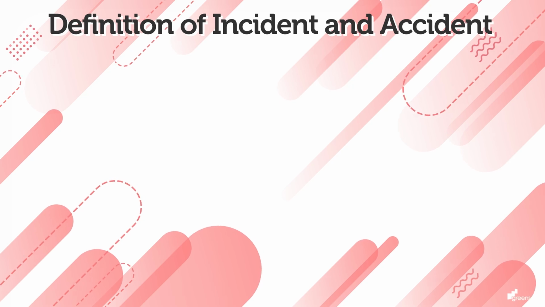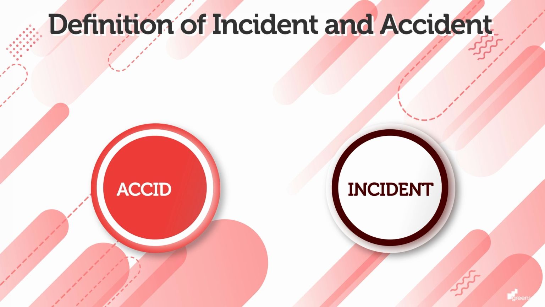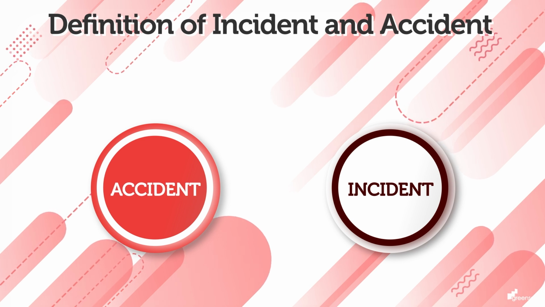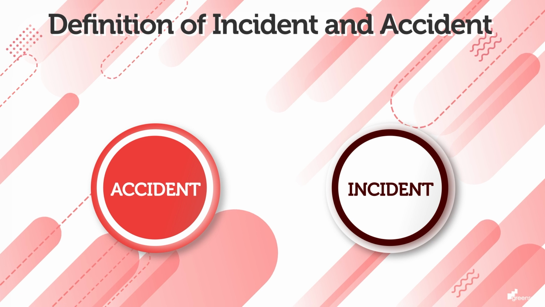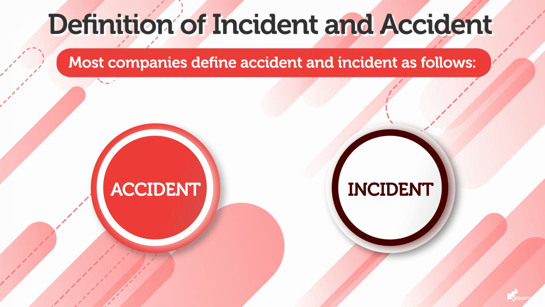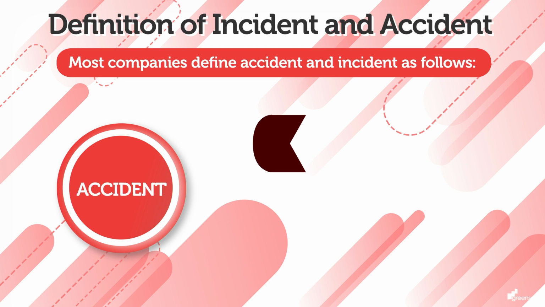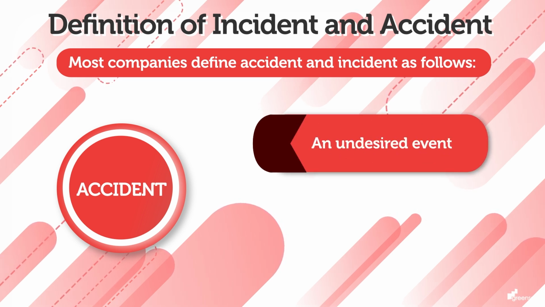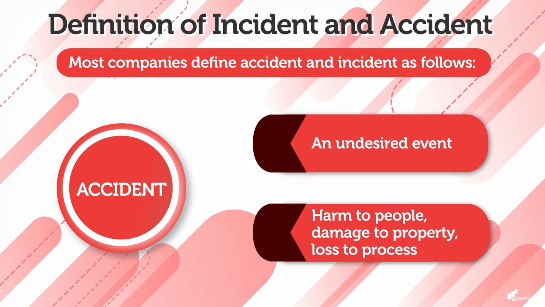This now brings us to consider the definitions of incident and accident. These terms are essentially different, but when you take a moment to think about them, you might find yourself wondering, how exactly are they different? Well, for practical purposes, most companies define accident and incident like this. An accident is an undesired event which results in harm to people, damage to property, or loss to process.